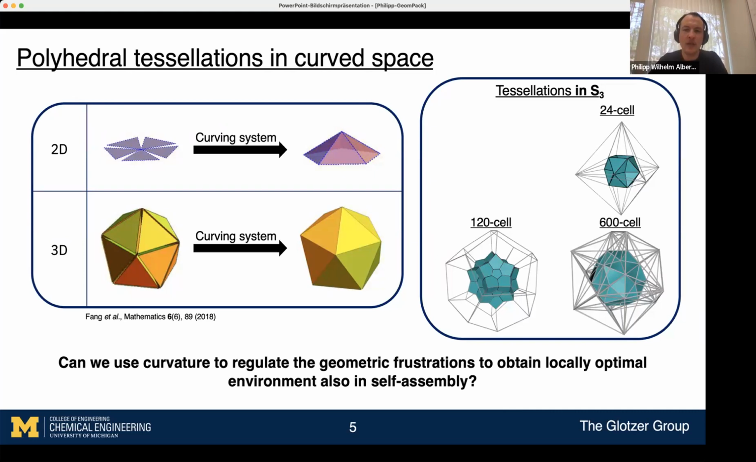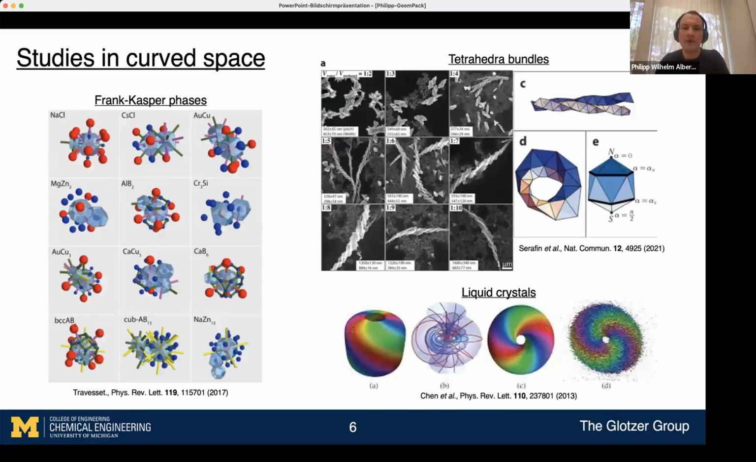And the question now is, can we use this kind of space curvature to regulate the geometric frustration to obtain locally optimal environments also in self-assembly? So we know that in S3, when you curve space, you can get perfect tessellations in terms of packing, but is this also true for self-assembly? And here, asking these kind of questions, I'm in company with other people already before me, not least in hard particle self-assembly, but also in terms of self-assembly itself.